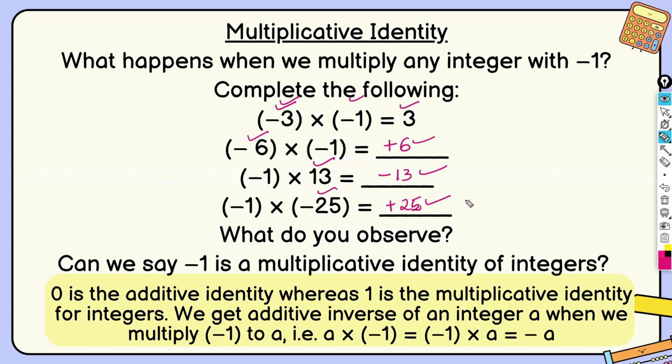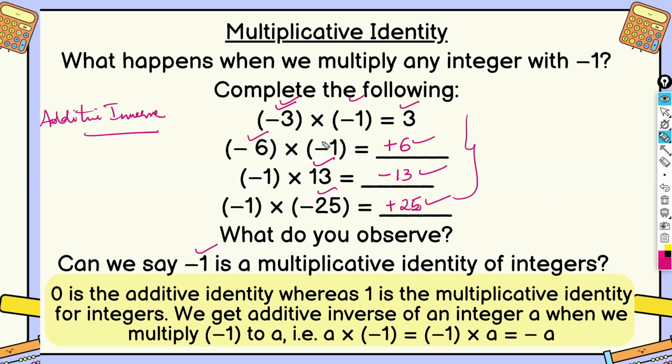When all these integers get multiplied with minus 1, the result will be the same integer but with a different sign. So what do you observe? We observe that when we multiply an integer with minus 1, the result is the additive inverse of the integer. That is, a minus integer becomes a plus integer or a plus integer becomes a minus integer.